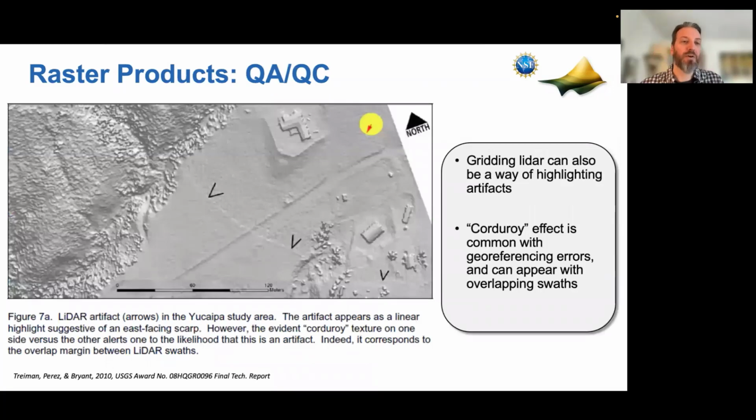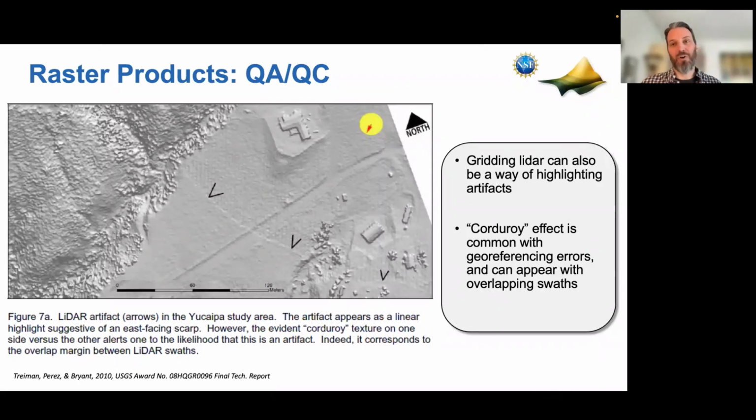Another interesting example of how rasters can be used for QA/QC was published in this paper. In this paper, they detail how people initially thought they had found a new fault scarp, and that's indicated by these black arrows here. It might be hard to see, but there's a line here that's highlighted with these V's. And they gridded the data, and then what they saw, it might also be difficult to see, but there's some corduroy effects, what they call corduroy effects. And basically what they found was this wasn't a new fault scarp. It was just an artifact of the gridding and the LiDAR collect.